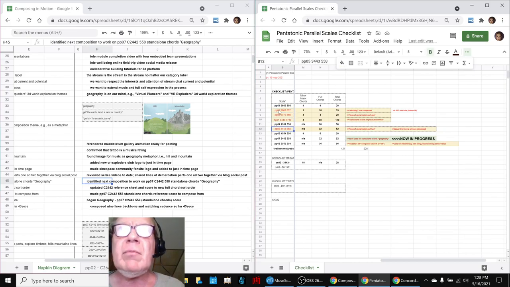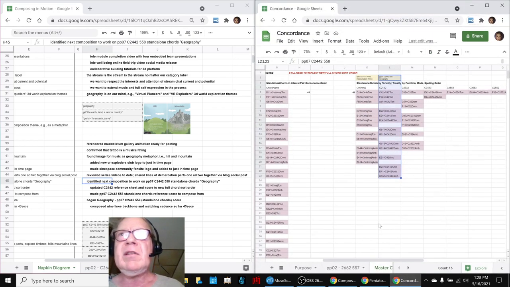We did a bunch of other stuff. The main thing we did is we figured out what composition we wanted to work on. So we were looking at our checklist, and these four scales in red were the four scales we picked to work with in this series. We have done that one called Returning, this one, Lines of Demarcation Part 1, this one, Lines of Demarcation Part 2, and then this one, most recently finished, was Standalone Chords Improvisation 3.